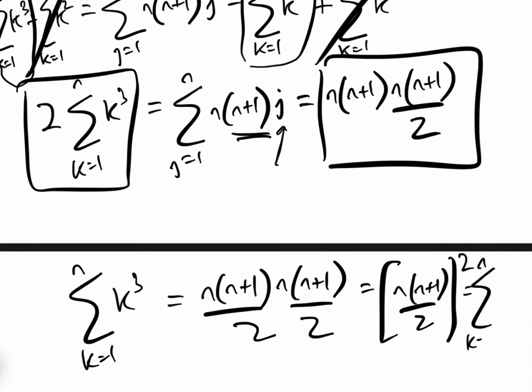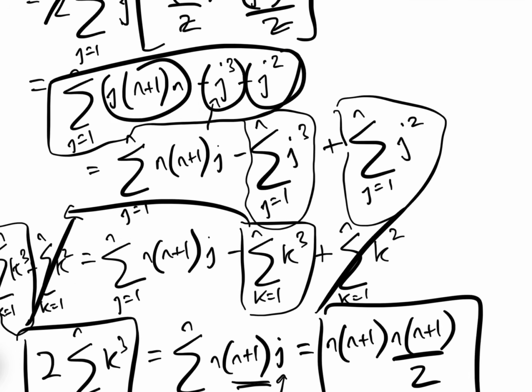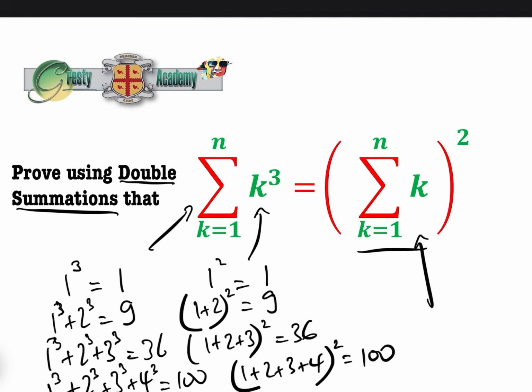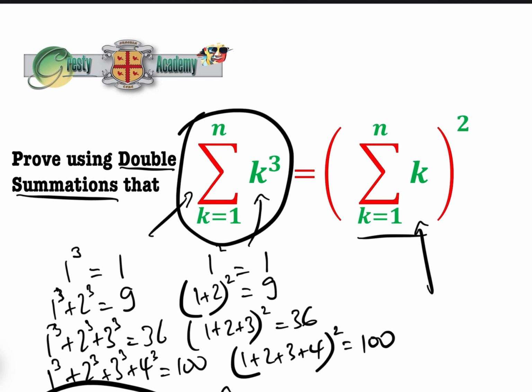sum from k equals 1 to n of k squared, which is precisely what we were trying to prove in the first place. And so therefore we have proved all the way up here that the sum from k equals 1 to n of k cubed equals the sum from k equals 1 to n of k squared, using double summations. Well, I hope you found that useful.